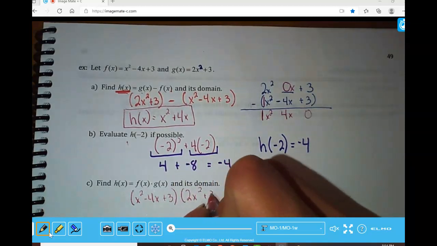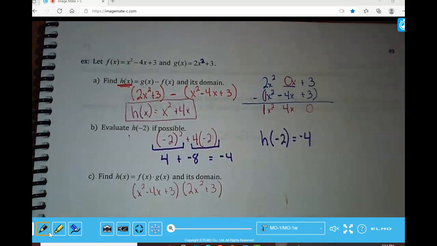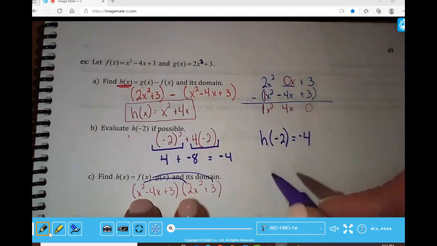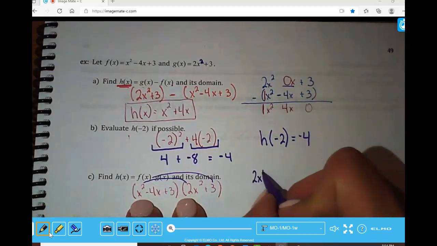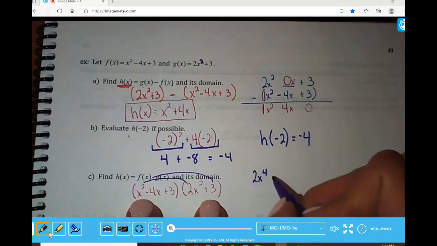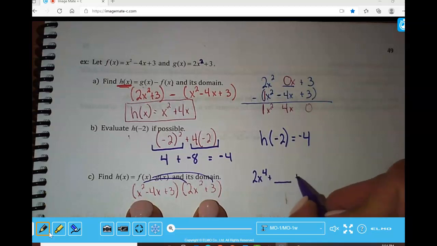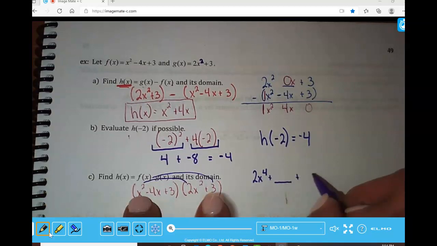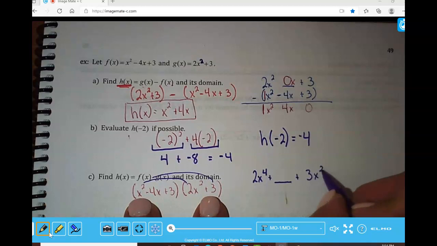And I want to remind you here that this is what I would call the neighbors meeting the neighbors. So the first neighbor that's going to go meet is x squared. And so x squared meets 2x squared, and we get 2x to the 4th. And then x squared is going to meet 3. And I'm anticipating an x cubed, so I'm going to leave a little placeholder there. And when I do x squared times 3, I'm going to get 3x squared.